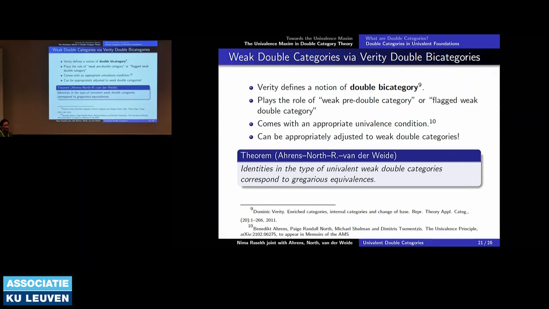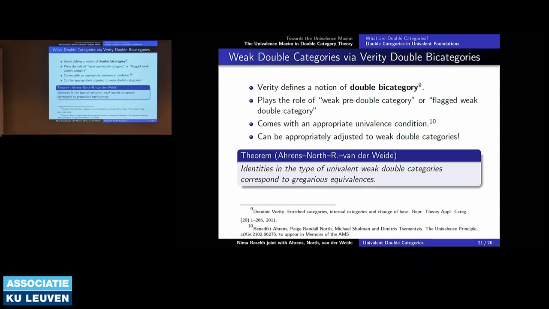A double bicategory is not a double category, but it's kind of like a double category. It's due to Verity in his thesis, I think, from the 90s. It's a very explicit, ad hoc thing. I think the definition is like 7-8 pages long. It looks like a double category in a weak form, but has extra information. So I would think of it as a kind of pre-double category, or maybe a flagged weak double category. And what we realized is you can adjust it to what we wanted.